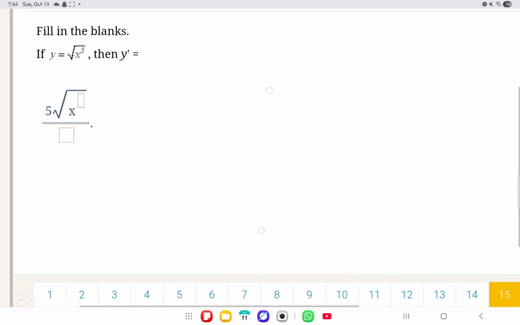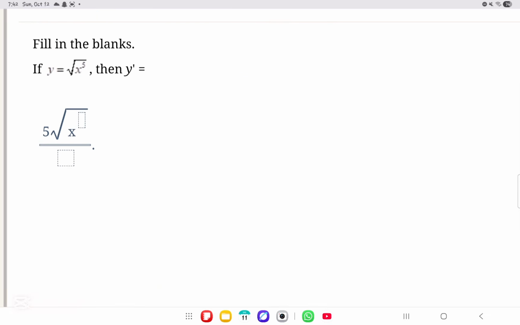If y is radical x^5, then what's the value of y prime? We don't like to see it ever in radical, so let's change it into the exponent form. That's gonna be inside over outside. And remember, if they don't put a number on the outside, it's not 1, it's 2. So it's gonna be x^5 over 2. So x to the power of 5 over 2.